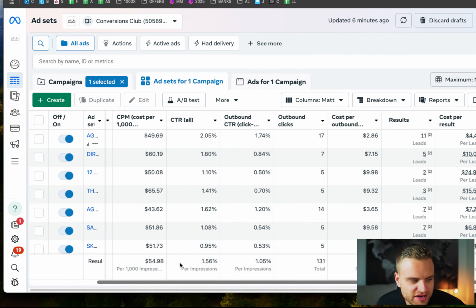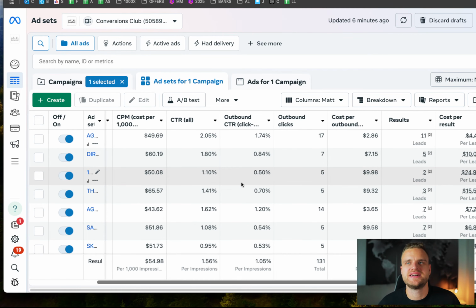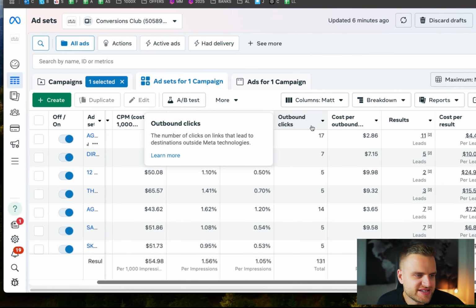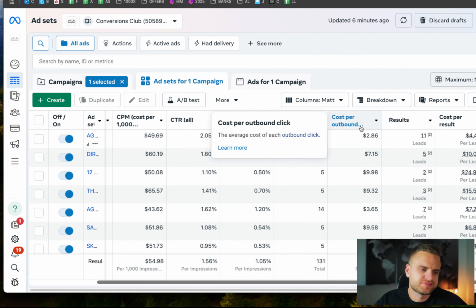But it's very good as kind of a metric to diagnose because there's certain situations where you have a very clickbaity ad and then your CTR all will be like 5%, but then it'll be like 1.5% click. That's a situation where your hook is very, very good or your scroll stopper is very, very good, but the rest of the ad is not as good. And that's just good information that if you don't have both of these set up, you just wouldn't really catch. Outbound clicks is self-explanatory. Cost per outbound click is self-explanatory as well.